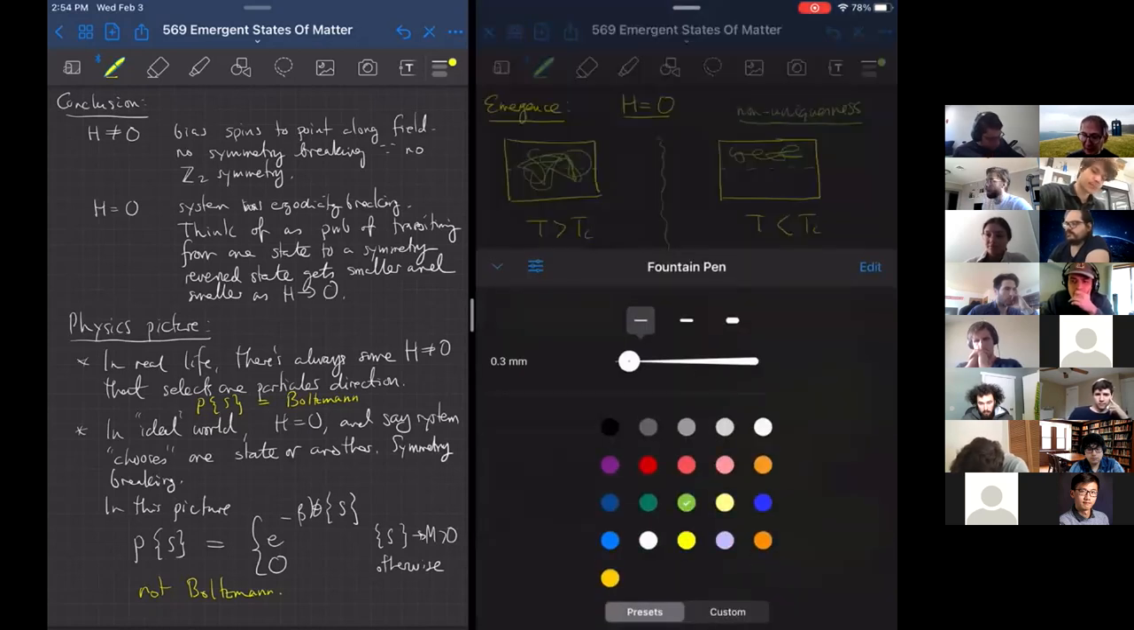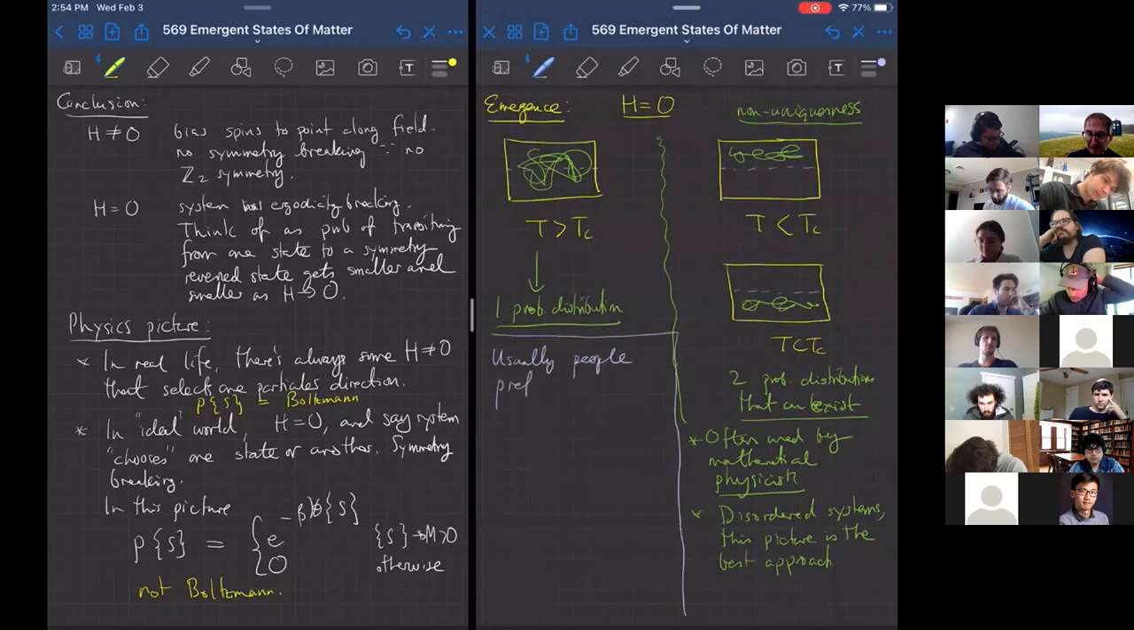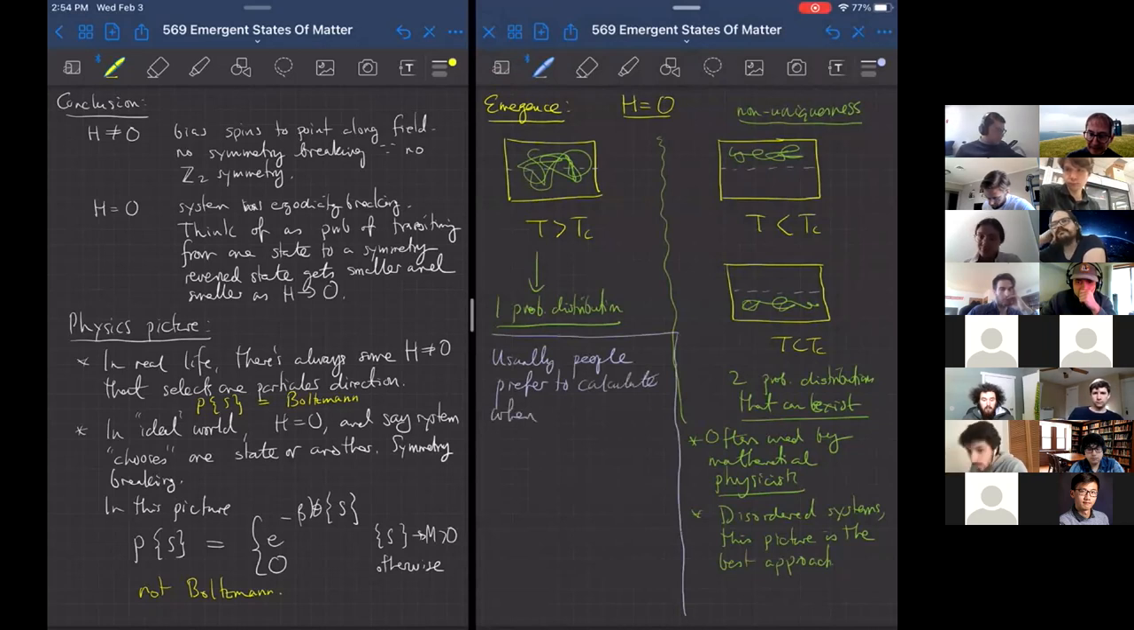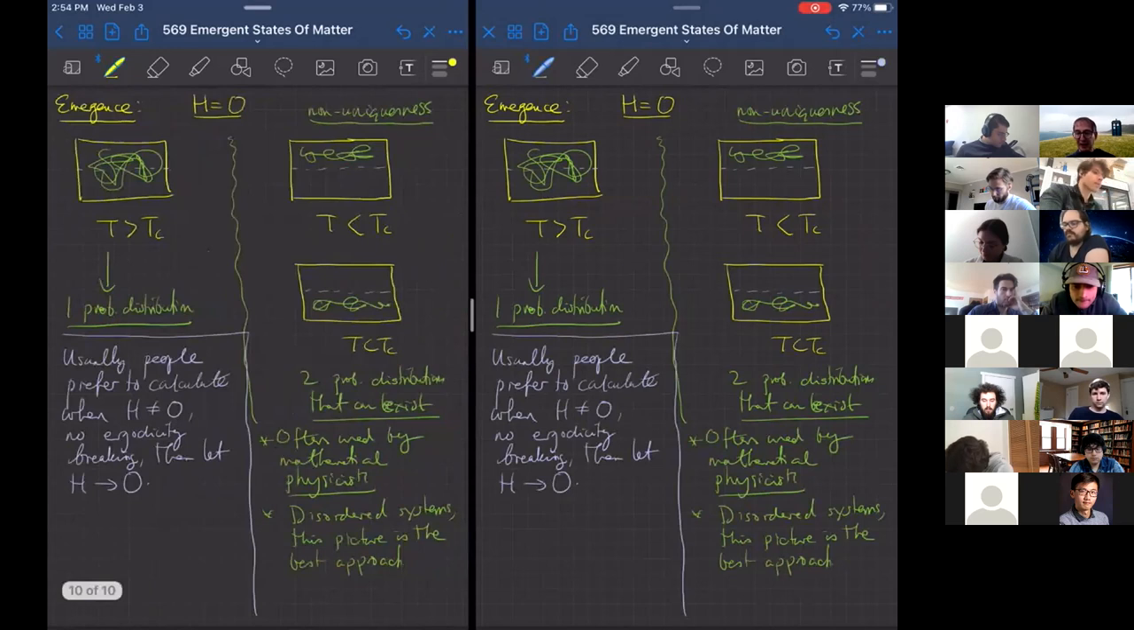On the other hand, if you're not in a disordered system, then usually what people think about is the idea that you have an external magnetic field, and then there's no ergodicity breaking, nothing complicated. And then let H tend to zero. And that's typically what we as physicists will do. Okay, so let's see that picture in practice.